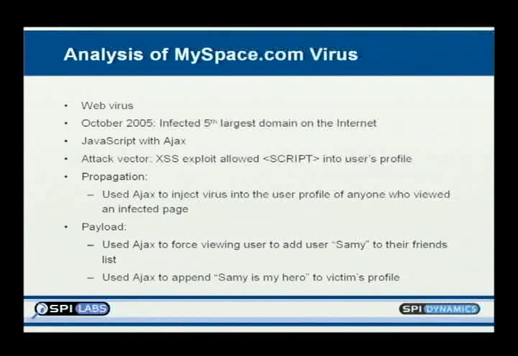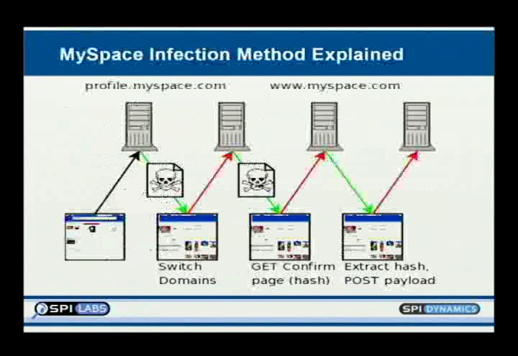The MySpace worm, the cross-site scripting exploit, basically Sammy found how to get script into his profile. You looked at his profile. Suddenly you made an Ajax request to MySpace saying, hey, I want to update my profile with this big block of JavaScript code. And then it would use Ajax to force the user to add Sammy to their friends list. How did this actually work?